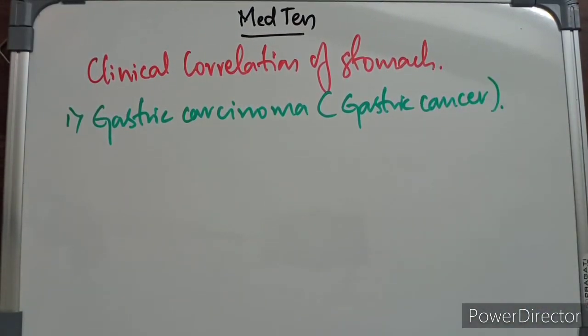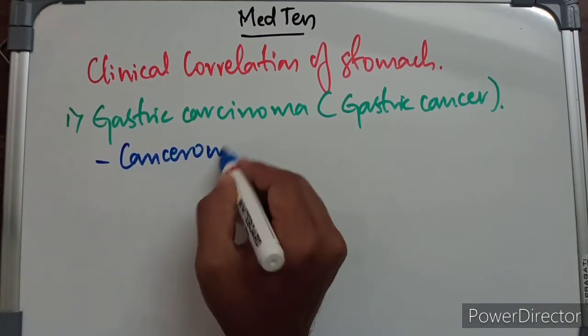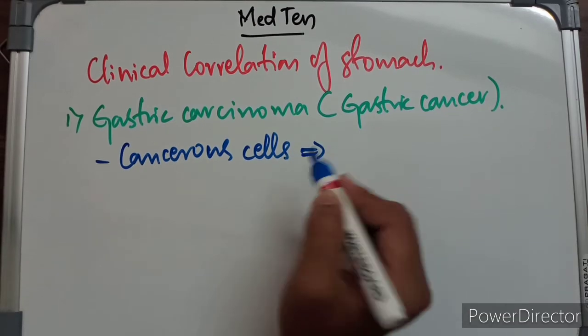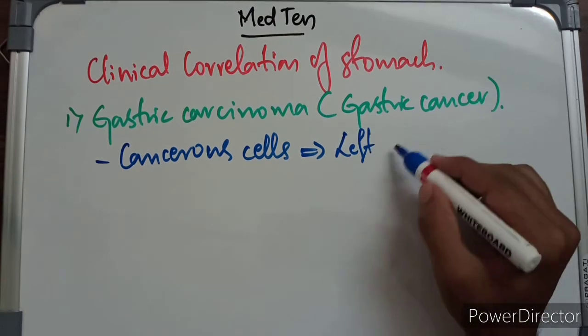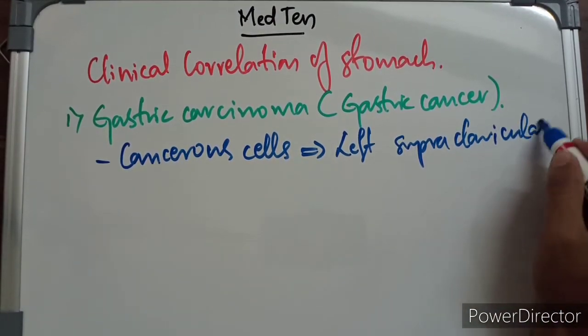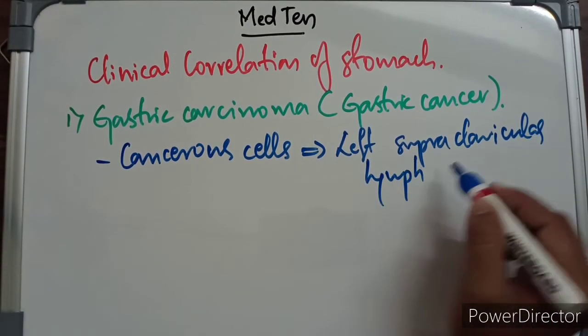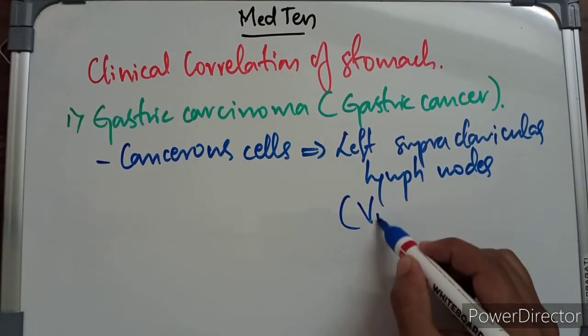So what is gastric cancer? It is nothing but cancerous cells which occur in the region of the pyloric antrum, and they tend to spread to the left supraclavicular lymph nodes. The cancerous cells mainly formed in the pyloric antrum reach the left supraclavicular lymph nodes. Left supraclavicular lymph nodes are also called Virchow's lymph nodes.